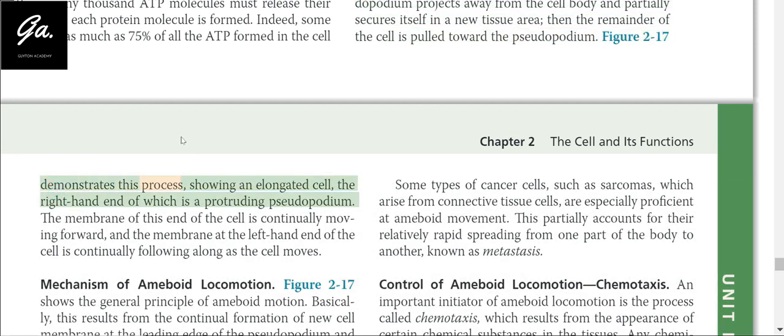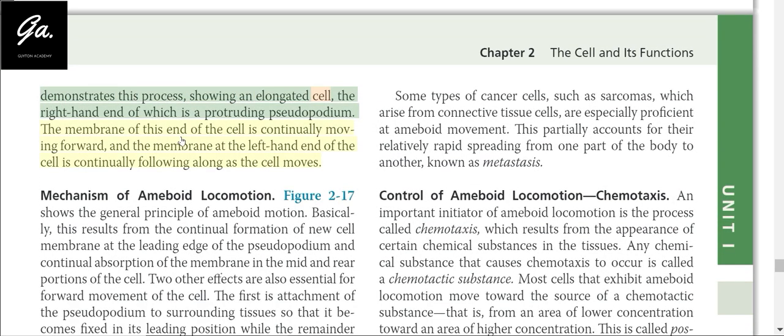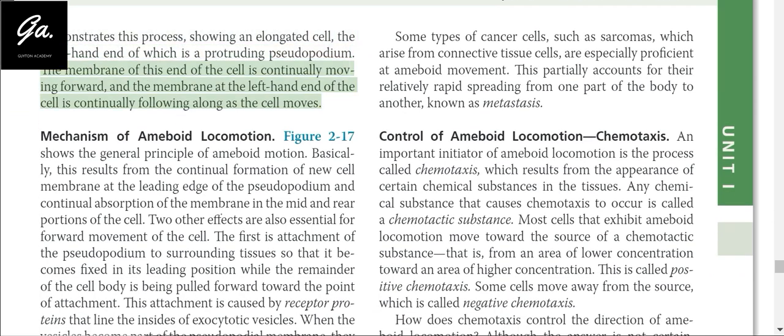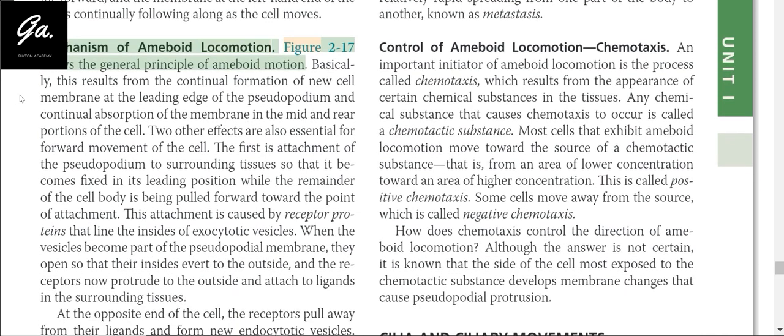Demonstrates this process, showing an elongated cell, the right-hand end of which is a protruding pseudopodium. The membrane of this end of the cell is continually moving forward, and the membrane at the left-hand end of the cell is continually following along as the cell moves. Mechanism of amoeboid locomotion. Figure 2-17 shows the general principle of amoeboid motion.